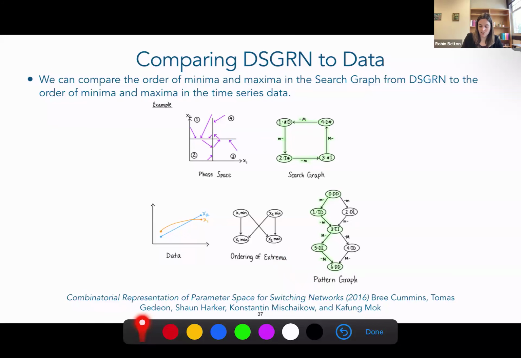And then there's a way to construct this pattern graph, so it's describing the ordering in a manner consistent with the search graph. We can look at paths within this pattern graph to see whether the sequences of mins or maxes align with the search graph. So in this example, we have the sequence of mins and maxes here that matches up with what we found in the search graph. So it could be saying that the model for the network could potentially work.